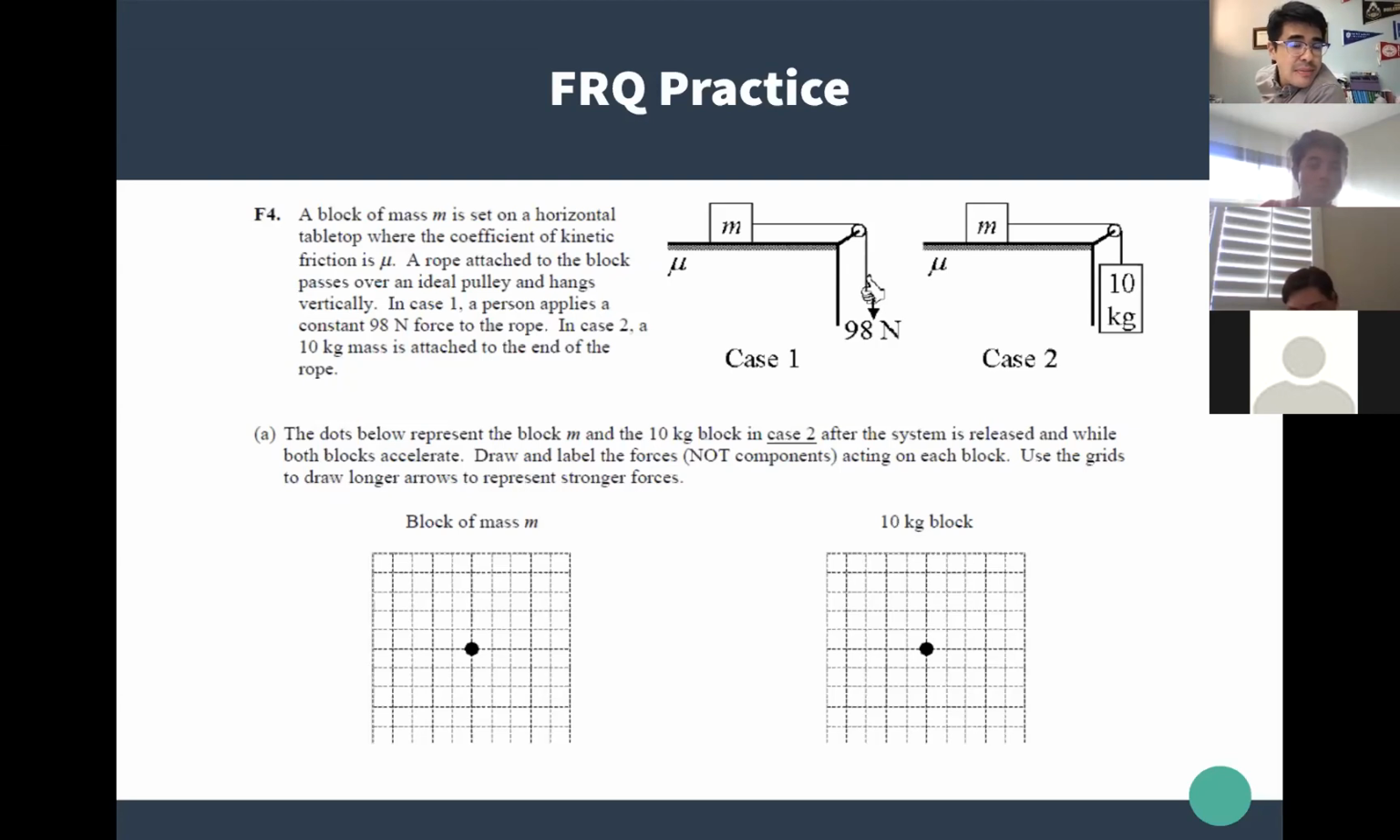A block of mass M is set on a horizontal tabletop where the coefficient of friction is mu. A rope attached to the block passes over an ideal pulley. So ideal pulley means massless and hangs vertically. In case 1, a person applies a constant 98 Newton force to the rope. In case 2, a 10 kilogram mass is attached to the end of the rope.